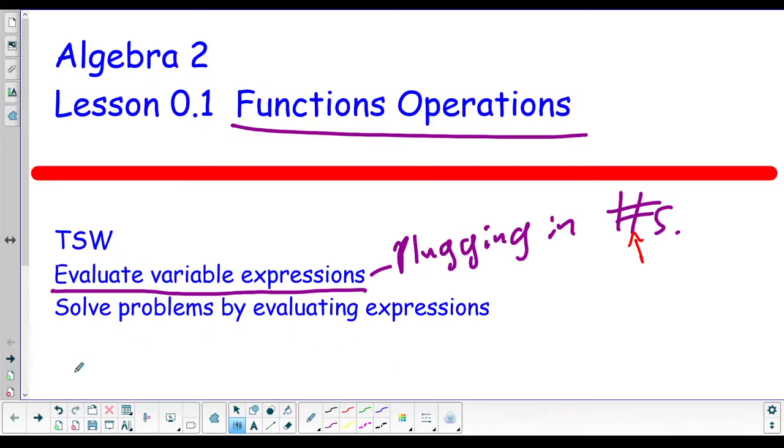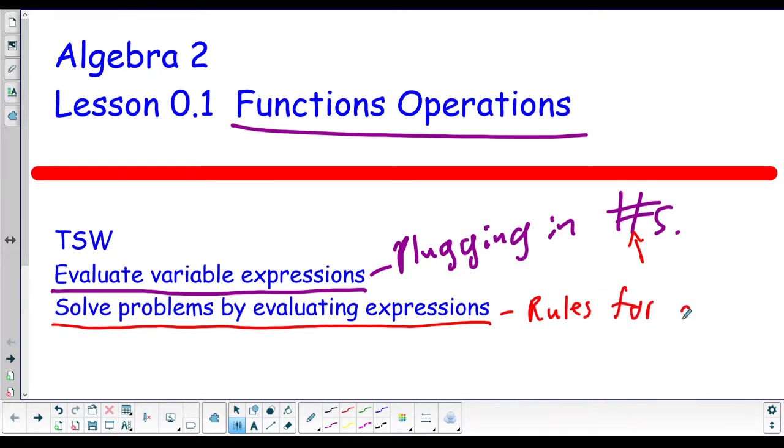The second thing we're going to talk about today is solving problems by evaluating expressions. Basically what this is, rules for doing math to expressions.